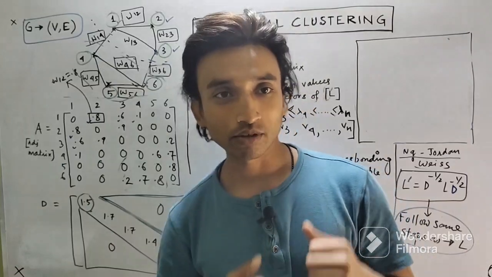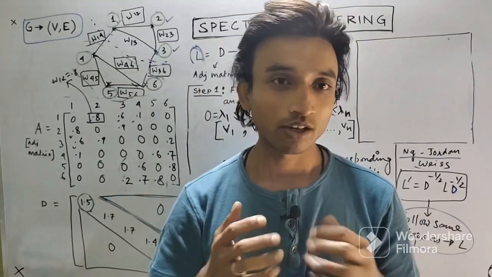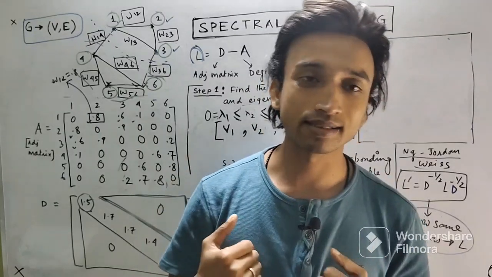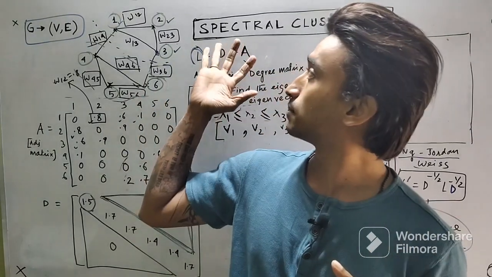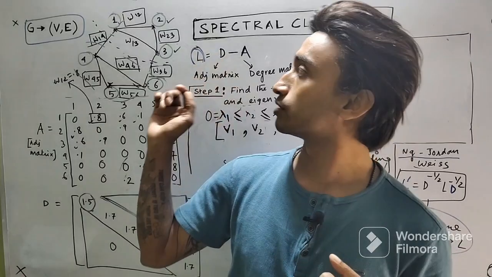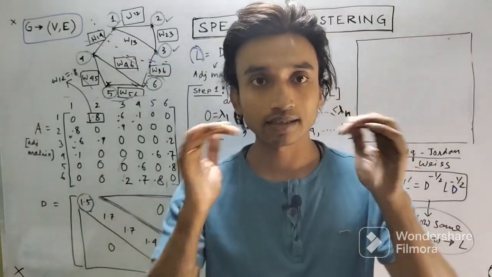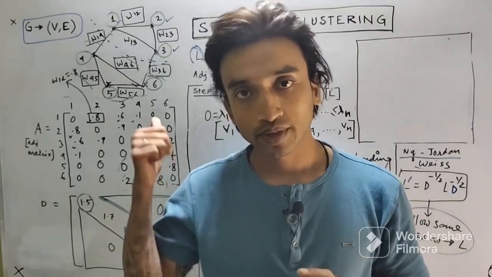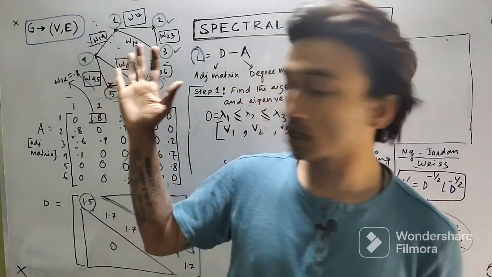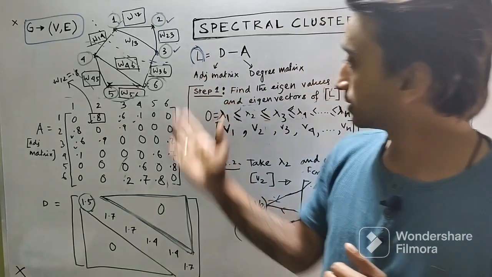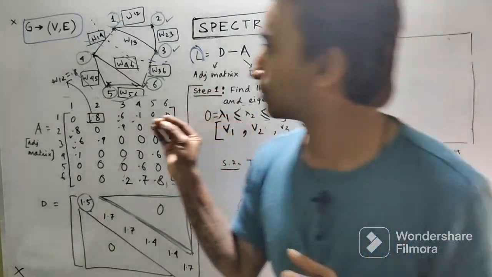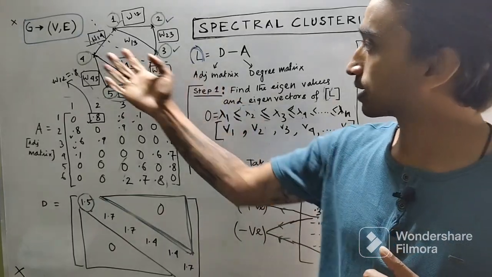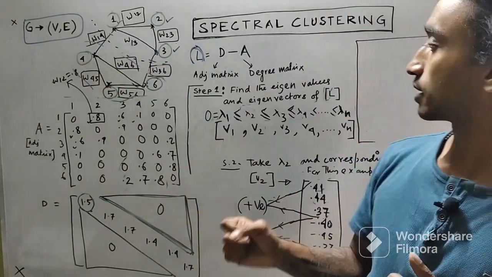Today I will discuss spectral clustering, and you already know about clustering. Clustering is basically unsupervised learning, and spectral clustering is used to find the clusters in a graph space. So let's start, and in this video we'll go through the mathematical steps we follow to find the clusters inside a graph space using the spectral clustering method.